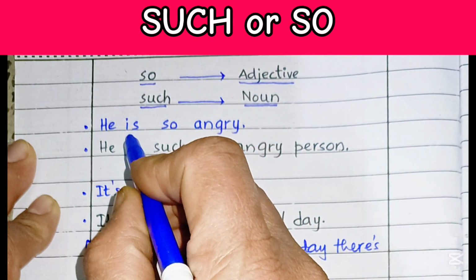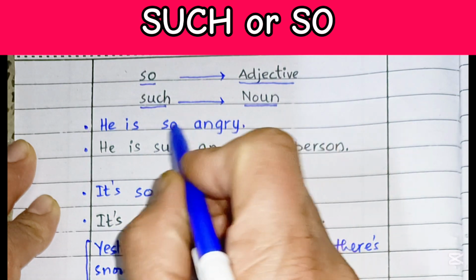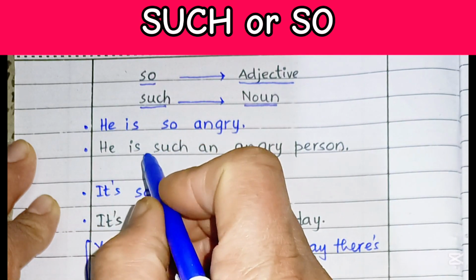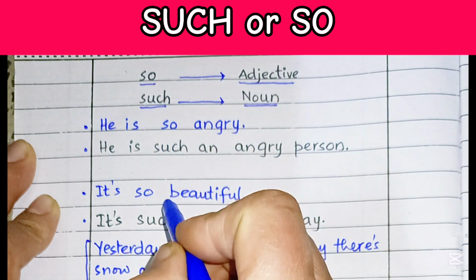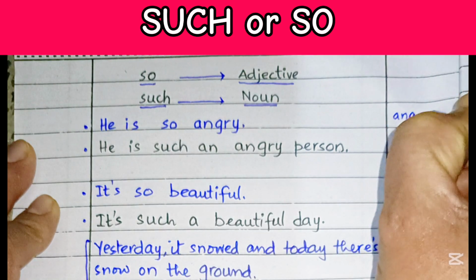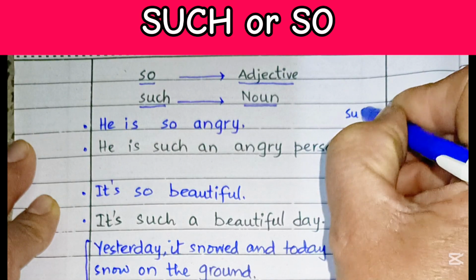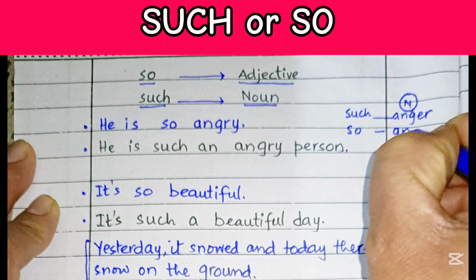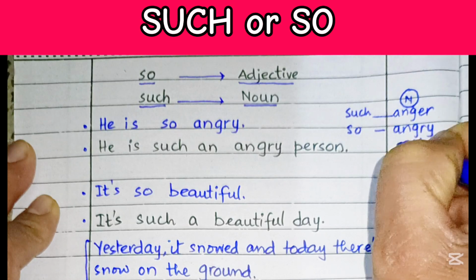So is used with an adjective like so angry. So is used with the word angry, which is an adjective, whereas such is used with a noun such as anger. If I say the word anger, anger is a noun and we use such before that, but we use so before an adjective like angry. So angry over here is an adjective.